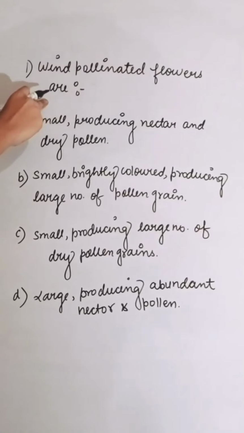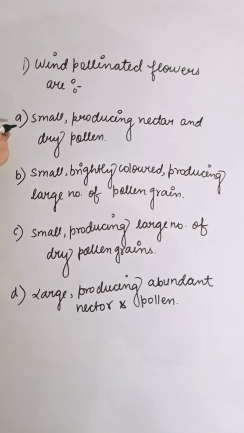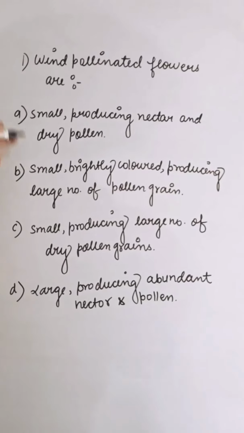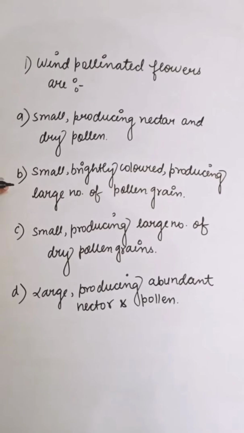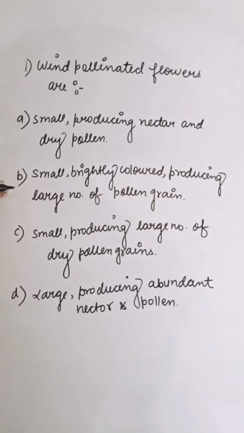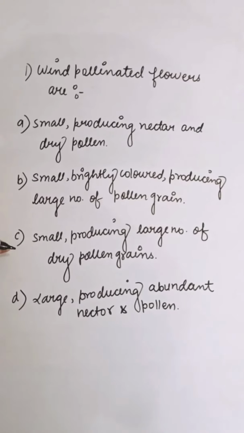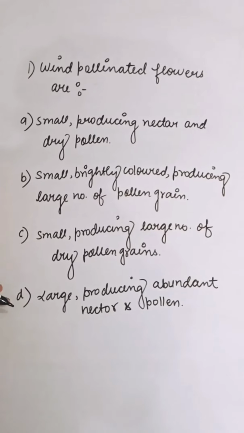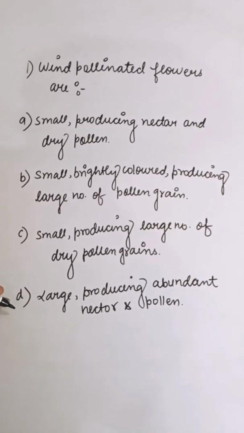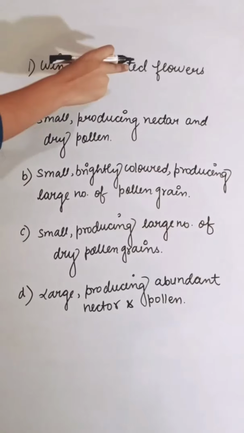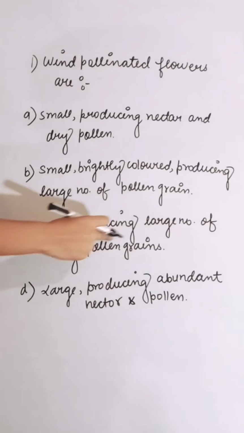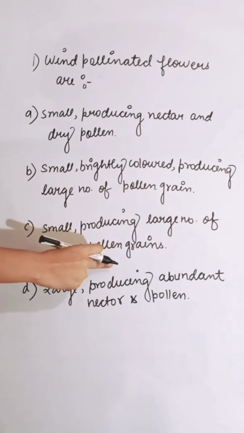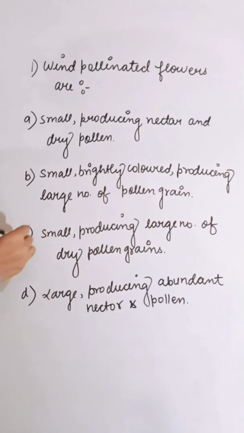Wind pollinated flowers are: first option, small, producing nectar and dry pollen; second, small, brightly colored, producing a large number of pollen grains; third, small, producing a large number of dry pollen grains; and fourth, large, producing abundant nectar and pollen. Wind pollinated flowers are small, producing a large number of dry pollen grains. So the correct answer is C.